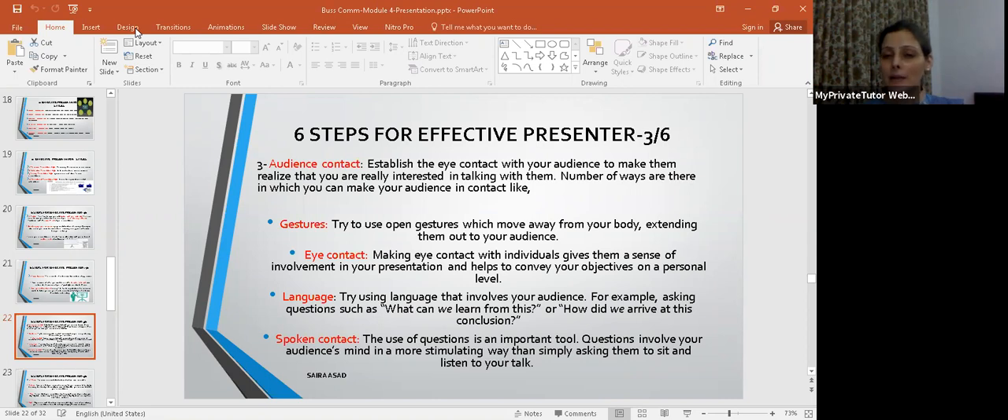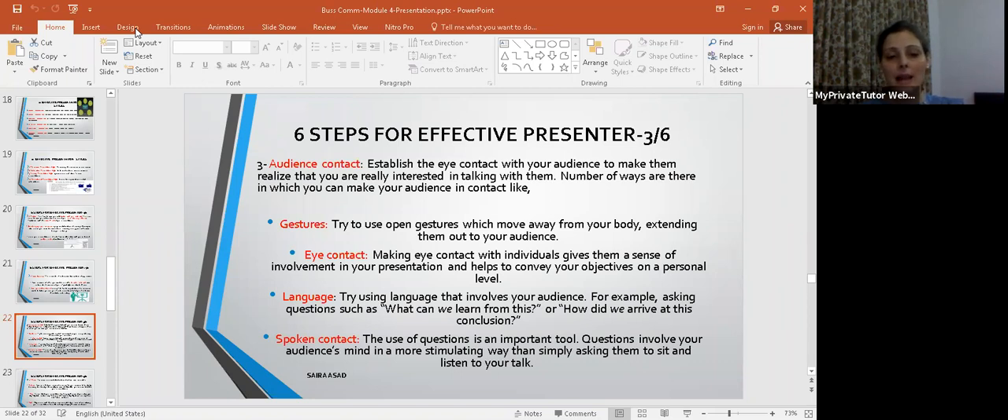The third is audience contact. Establish eye contact with your audience to make them realize that you're really interested in talking with them. From time to time you're going to look at each and every person if it's a small audience, and if there's a large gathering, you can pick anybody. If you're asking questions from the back and the front, you're going to shuffle the audience. That's going to create confidence among them, so that they become a part of your conversation.